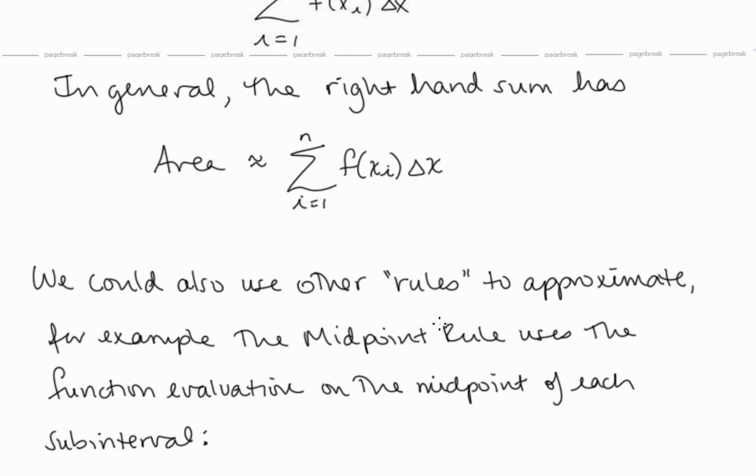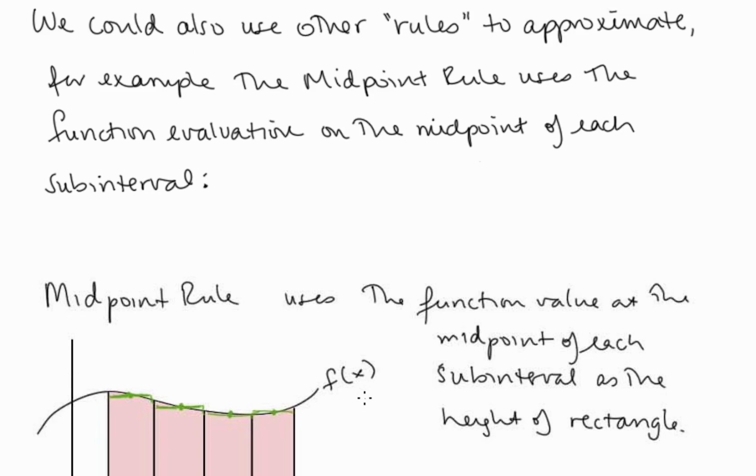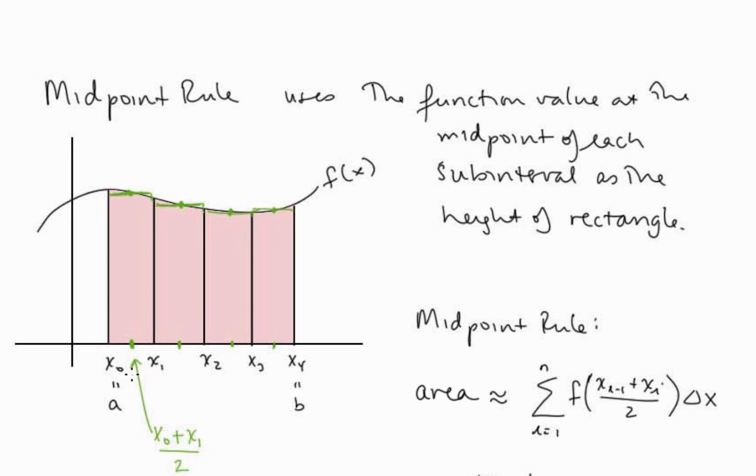And we could also use other rules to approximate. For example, the midpoint rule uses the function evaluation on the midpoint of each subinterval to get the height of the rectangle. So here on the first subinterval, it's not using x0 or x1, it's using the midpoint here, (x0 plus x1) over 2, and taking the function evaluation at that point. That's going to be the height of our rectangle. And similarly for the next interval, so on the ith subinterval, we're taking (x(i minus 1) plus xi) over 2, and we're plugging that into f to get the height of the rectangle. And so our midpoint rule looks like this.